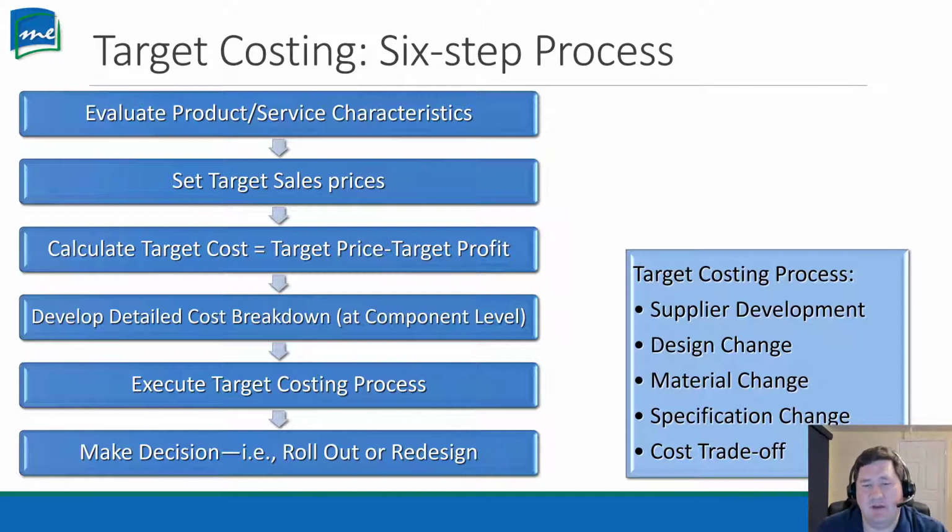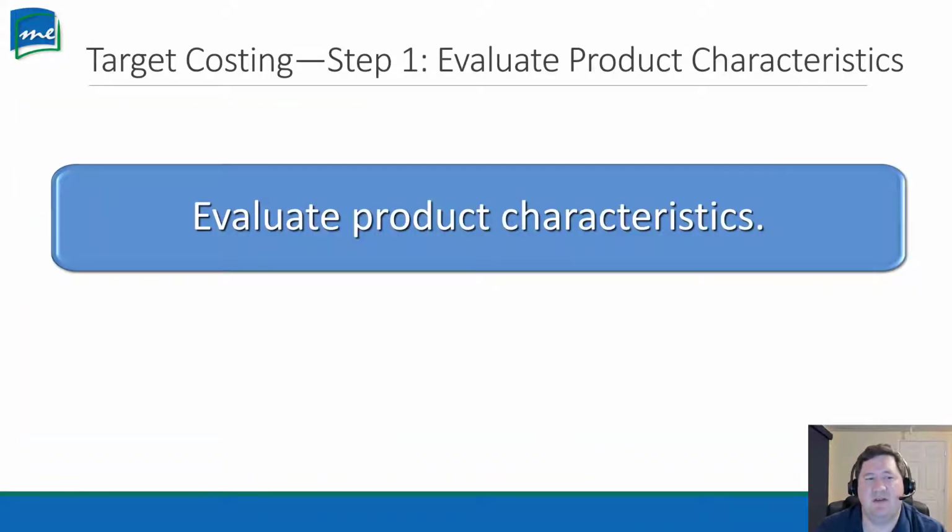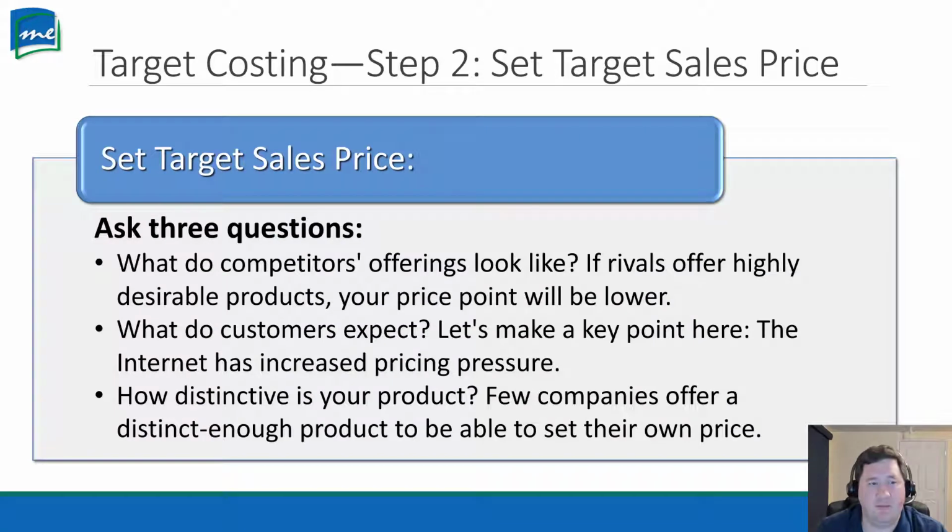So we can do this in several ways. We can develop our suppliers so they become more efficient and should bring down costs. Design change, the materials, change the specifications, or we can do a cost trade-off. Maybe we need better materials, but we're going to modify the design. So we've got a lot of possibilities here, but it's a six-step process. And the first step is to evaluate the product characteristics. We need to know where we're starting from first. And once we know where we're starting from, we can move on to our next step here.